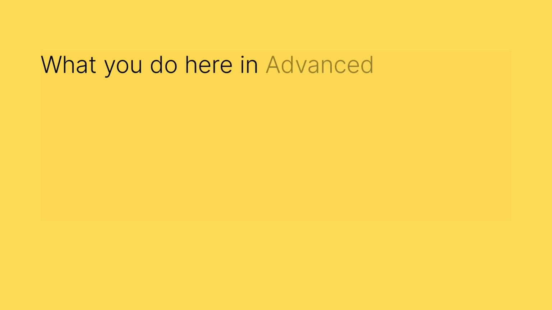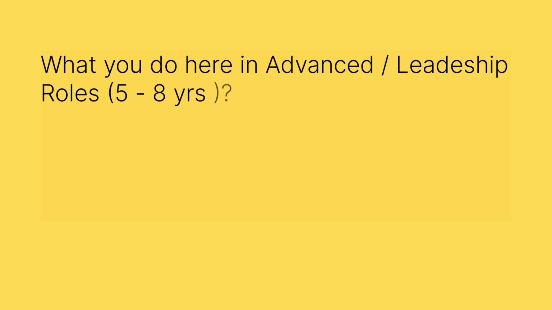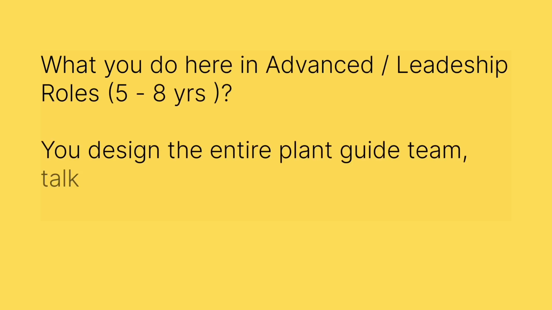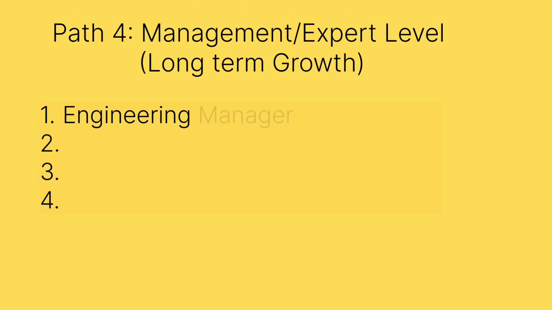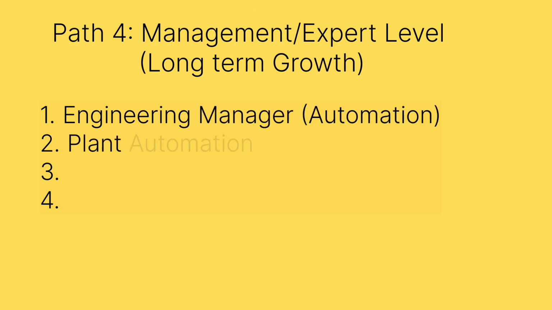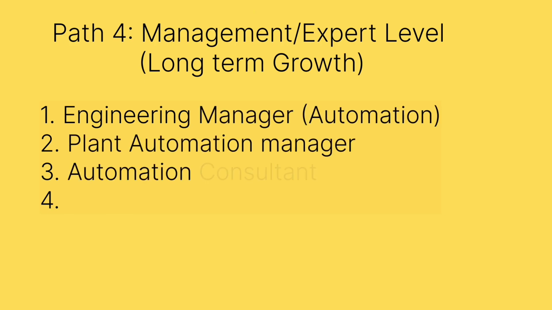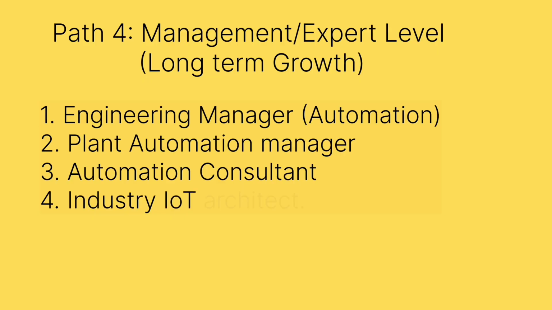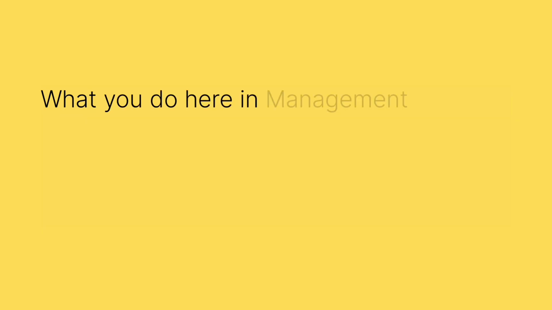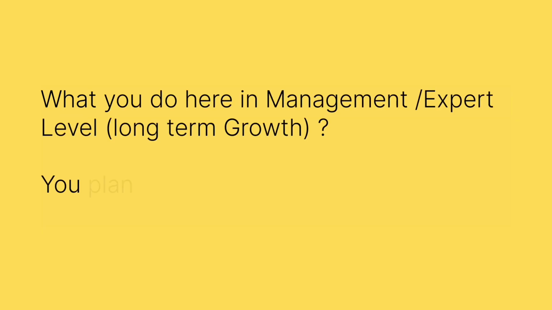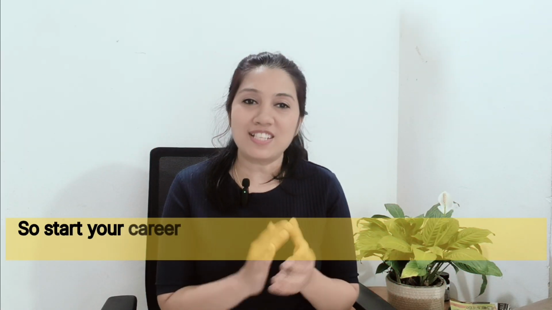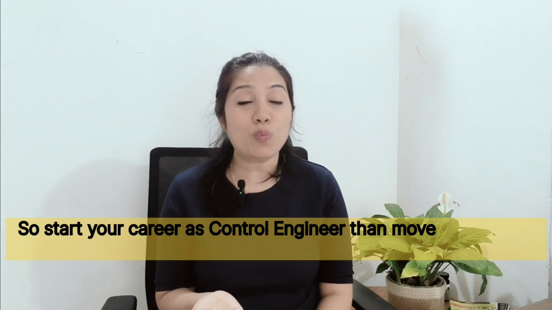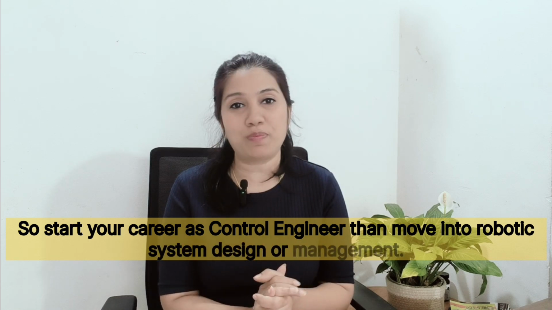What you do here is you design the entire plant, guide them, talk to the client, and make big technical decisions. For those who want leadership or consultancy roles like engineering manager, plant automation manager, automation consultant, industrial IoT architect. What you do here is you plan strategies, improve productivity, and guide multiple projects. So start your career as a control engineer, then move into robotics, system design or management.